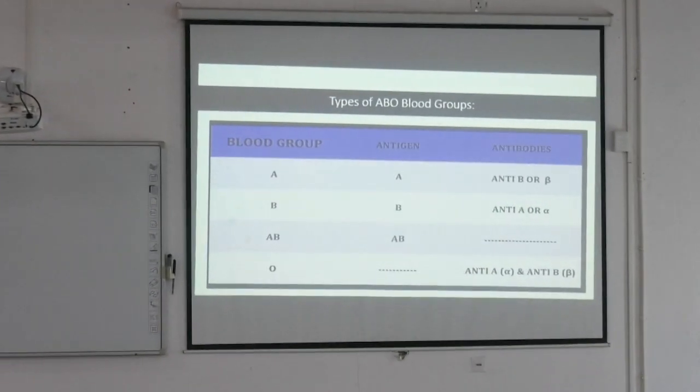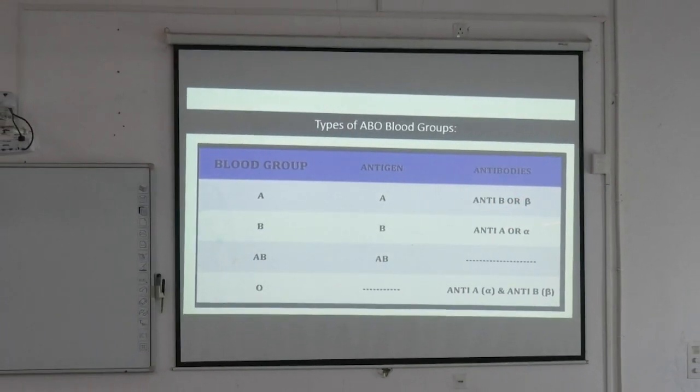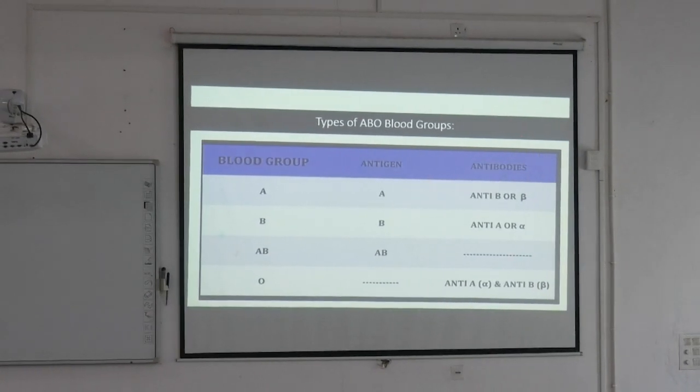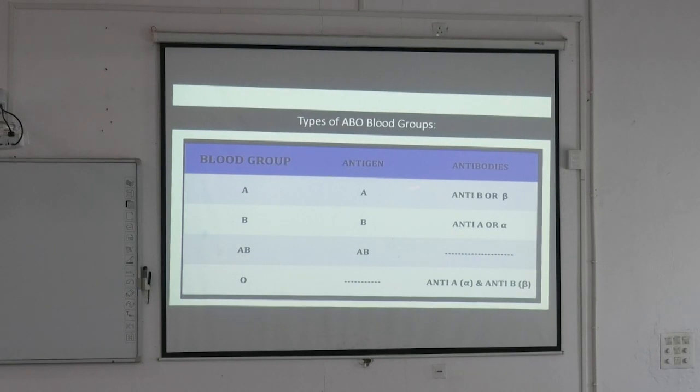There will be absence of anti-A, but presence of anti-B or beta. For blood group B, the antigen present is B, and the antibody is anti-A or alpha, with mandatorily no anti-B antibody, okay? And for blood group AB, both antigens A and B are present.